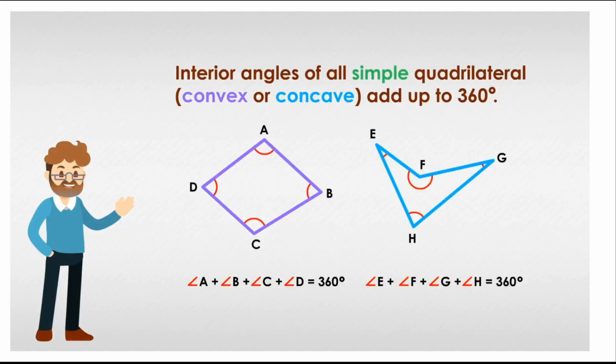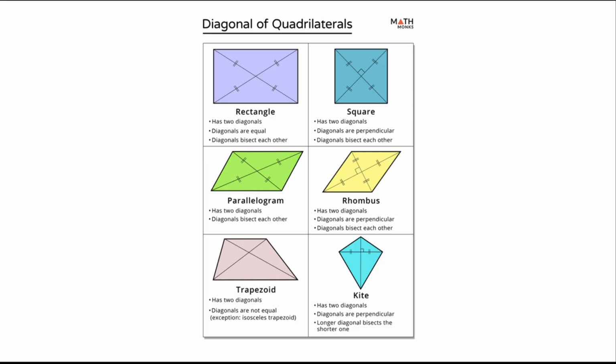The interior angles of a quadrilateral, whether convex or concave, it does not matter, always add to 360 degrees. And in a quadrilateral, drawing a diagonal line from one corner to the next, you can make points of symmetry or lines of symmetry. So a rectangle has two diagonals, and they bisect each other perfectly in the center, and all line segments are equal.